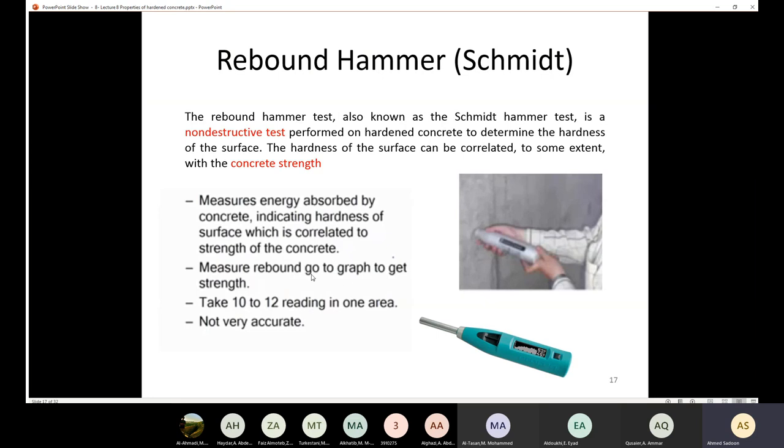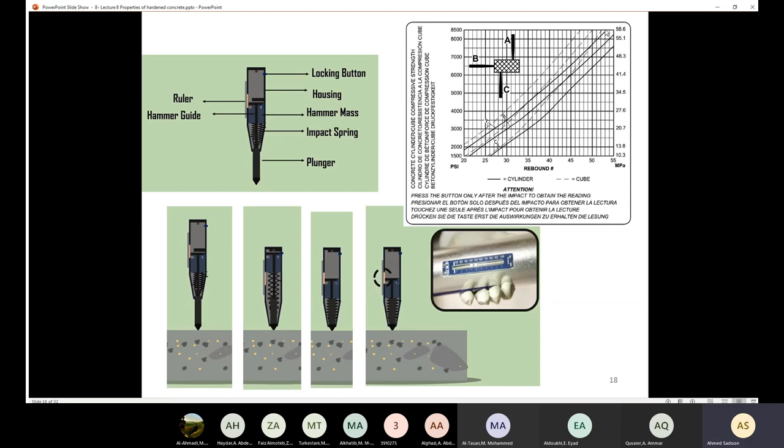Then in order to know the strength, I need to go to a graph that relates the rebound with the strength. Normally, we perform this test 10 to 12 times in one area, because this test is not accurate, as I'm not going to destroy the specimen. So I need to take between 10 to 12 readings in one area in order to estimate the value. Then I'm going to go to this graph.